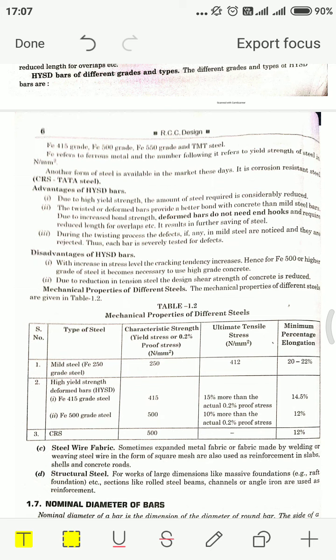Due to the high yield strength, the amount of steel required is considerably reduced. The twisted or deformed bar provides a better bond with the concrete compared to mild steel. During the twisting process, the defects, if any, in the mild steel are noticed and the bars are rejected.